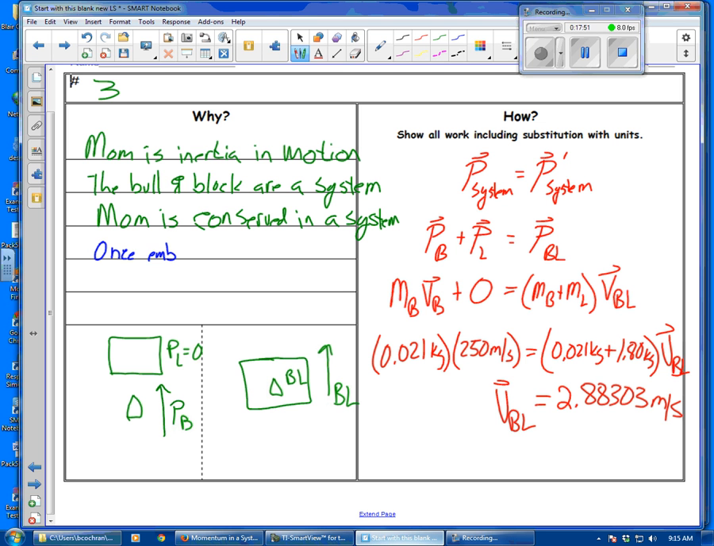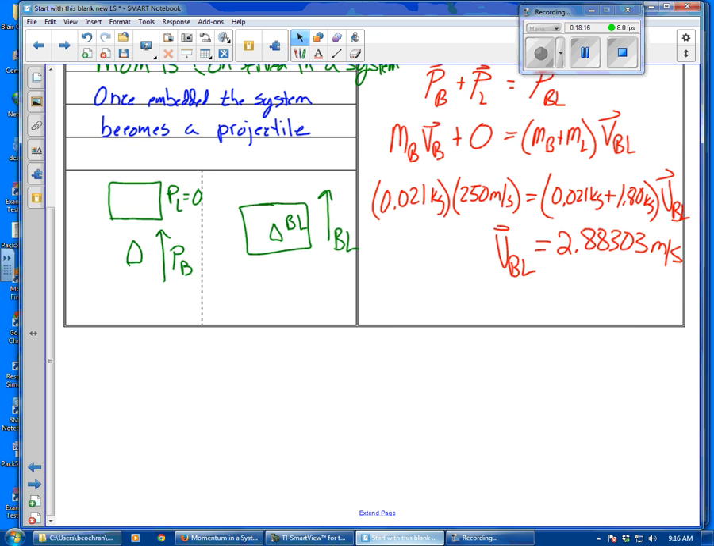once embedded, the system becomes a projectile. So I've used my ideas here in momentum to find the velocity that this thing starts up at. And now I need to realize that, oh, that's just like throwing a ball up and trying to figure out how high it goes.